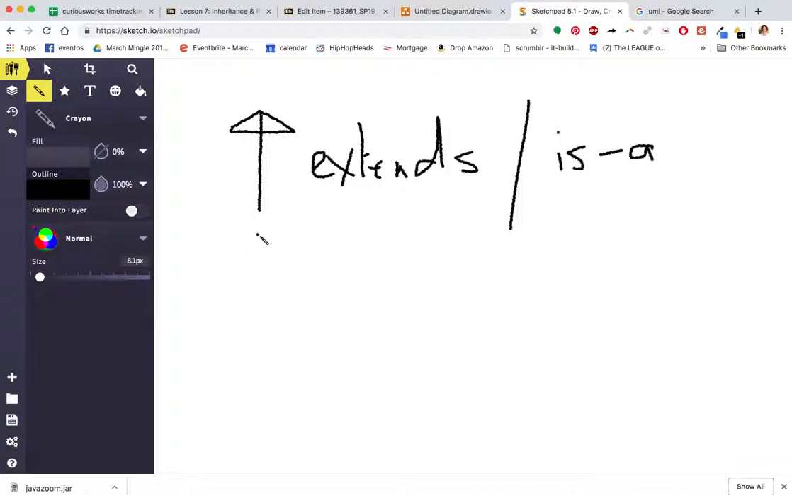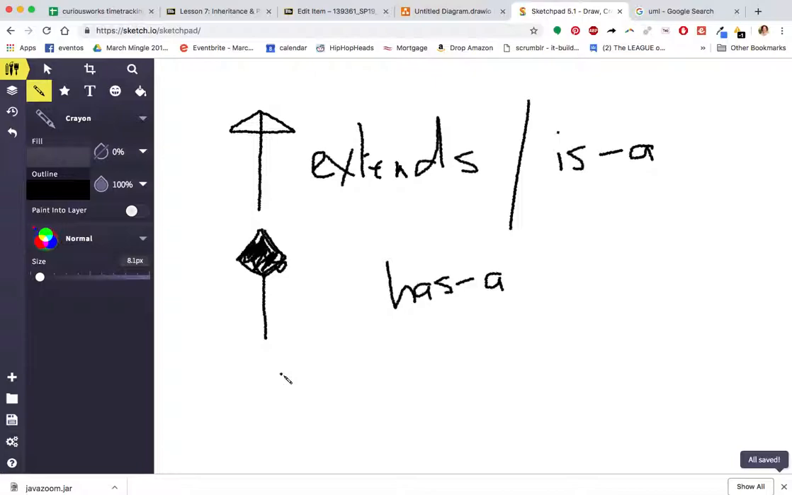Then some other cool ones we have. So this one is one of my favorites. That's supposed to be a diamond, by the way. And what this thing means, this means composition. That stands for has a.